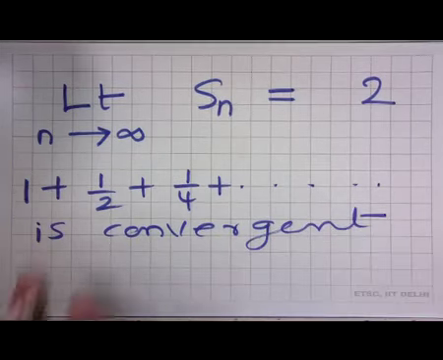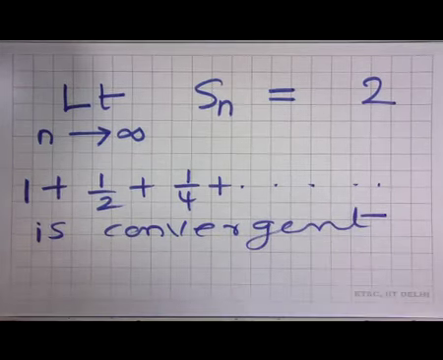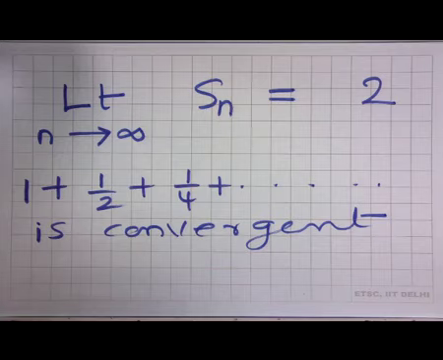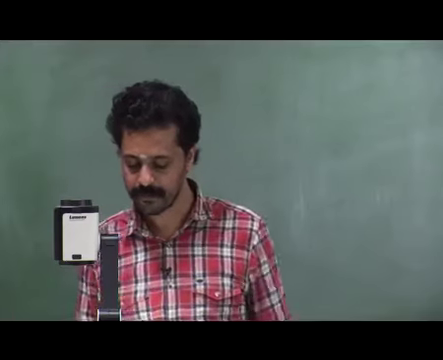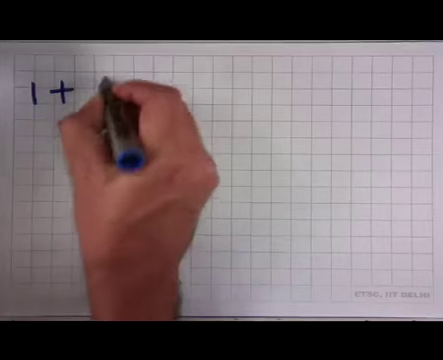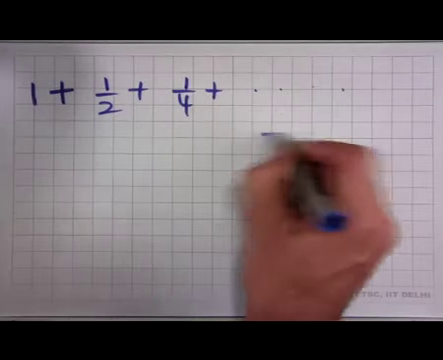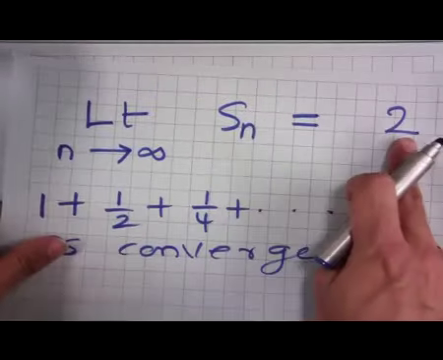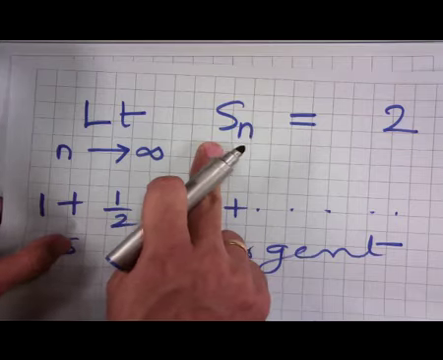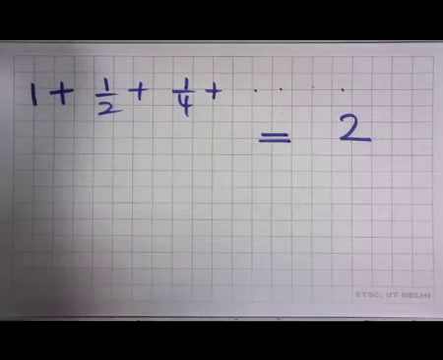That means this infinite sum ultimately gives you a finite number. And what is that number? 1 plus 1 by 2 plus 1 by 4 plus etc. is the limit of the sequence of partial sums, that is, it is 2.